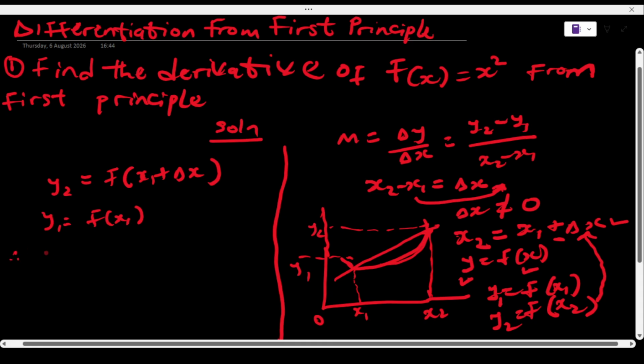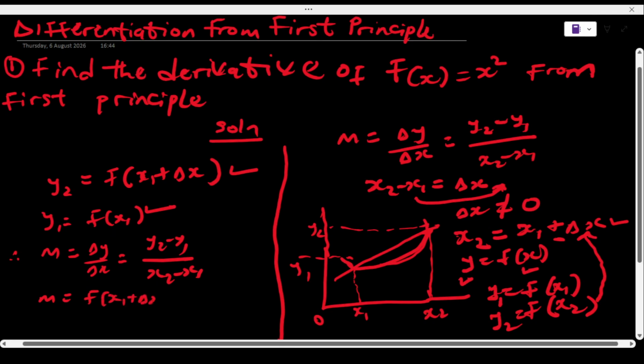So therefore, our gradient, which is change in y over change in x, is y2 minus y1 over x2 minus x1. This is the value of y2 and this is the value of y1, so we now insert them. y2 is f of x1 plus change in x, minus our y1, which is f of x1, divided by the change in x.